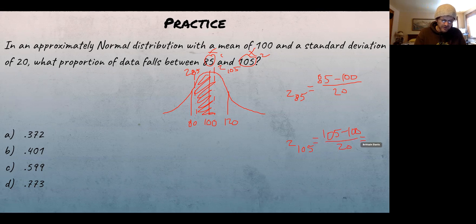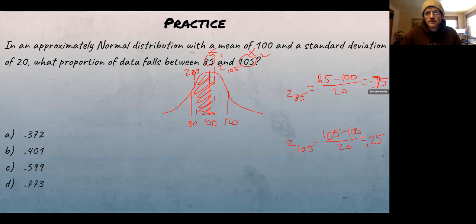So we can figure out what these z-scores are. 85, that's going to be negative 0.75 when we do that. You can confirm my math. That's going to be positive 0.25. And at this point, it's just a normal CDF calculation. So I'll let you guys do that part, and you can circle whatever answer is. Oh, we already have a circle coming up. I haven't done it yet, so I'm going to double check too.